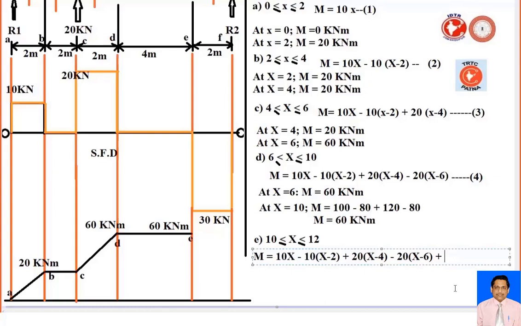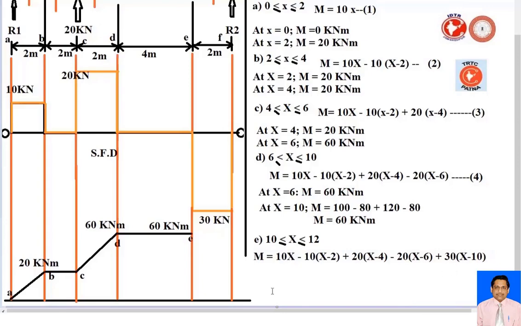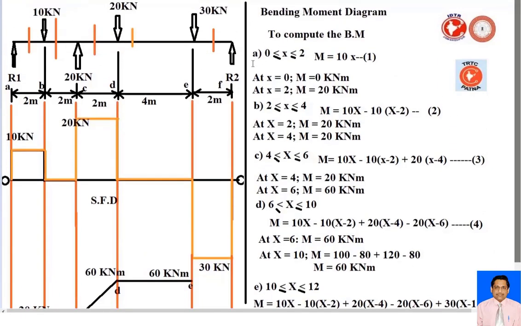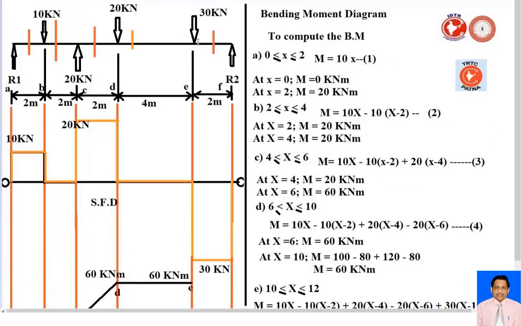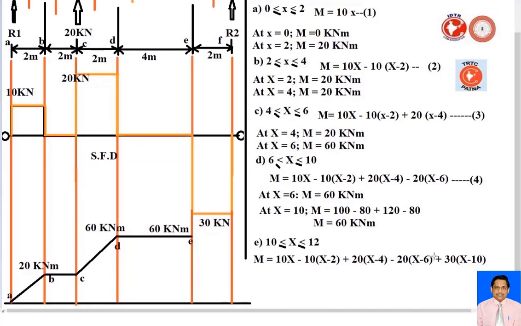For the previous section, the value is 30, so plus 30 times (x minus 10). So just watch here, this is the downward direction, not plus, sorry. Because it is the downward direction, first of all the symbol here is minus.